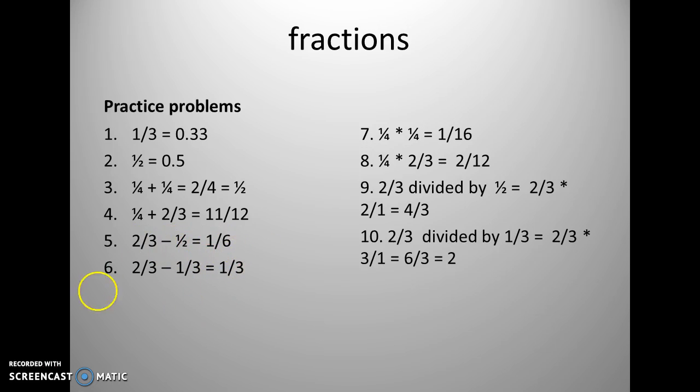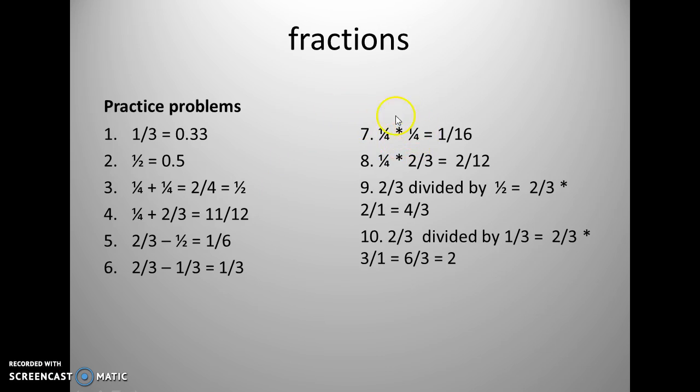Here we have 6. 2 goes into 6 3 times. 3 times 1 is 3. So you have 4/6 minus 3/6, which is equal to 1/6. If the denominator is the same, then the denominator carries over. So 2/3 minus 1/3 is equal to 1/3.